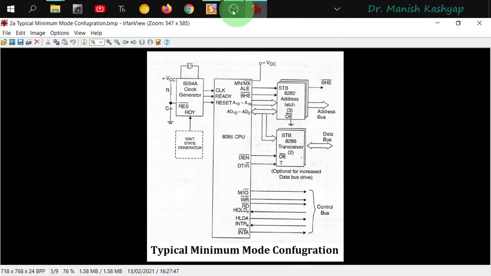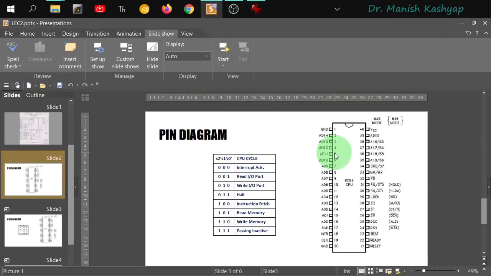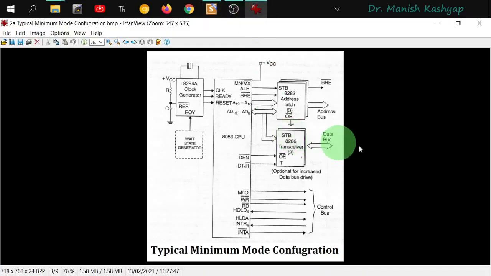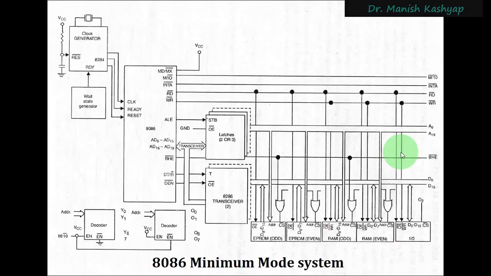Let me just show you that slide again so that things become clearer. Yes, this is that slide with the BHE bar signal and A0 signal. You can see that you can write a whole word from and to an even address, an upper byte from and to an odd address, a lower byte from and to an even address, and none. So by seeing this BHE bar and A0, you can design the chip select signals for these memory chips that you see here.